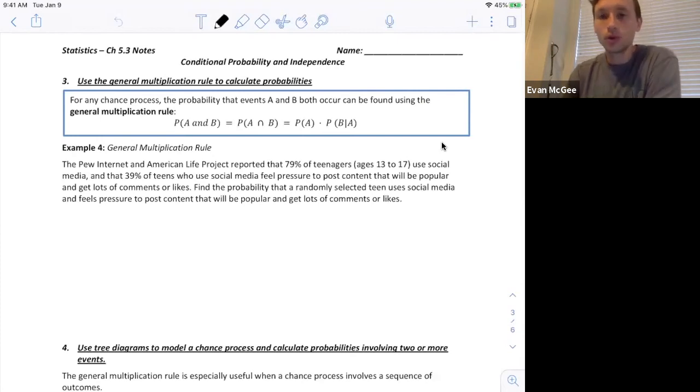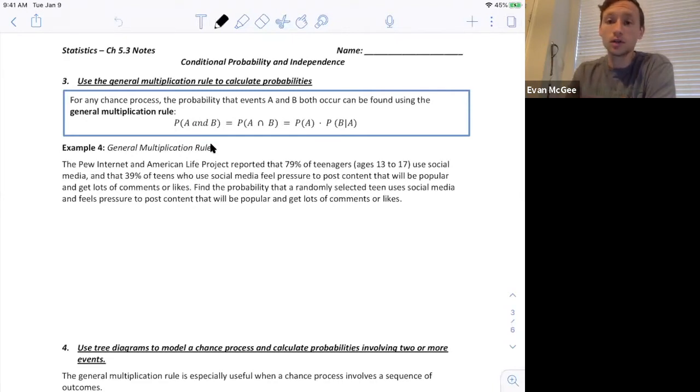This is the second 5.3 video. We're going to look at the general multiplication rule to calculate probabilities. So the general multiplication rule is the multiplication rule that works whether the events are independent or whether they are not independent. In previous videos, we've learned the general addition rule, where the general addition rule works for events that are disjoint or they are not disjoint.